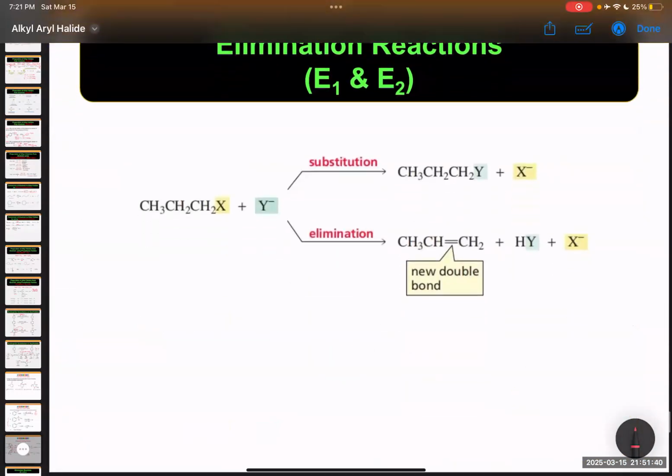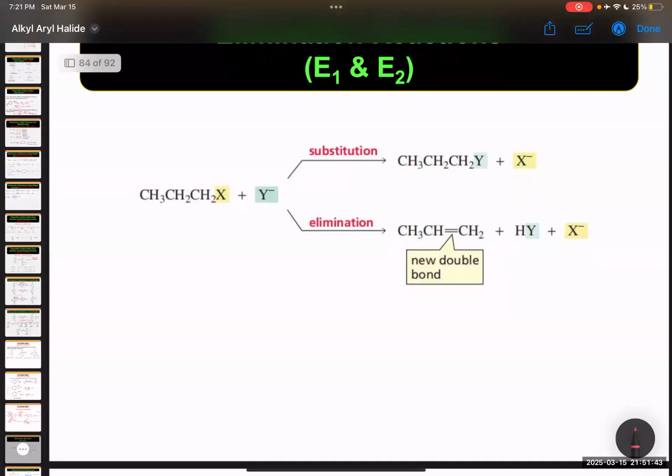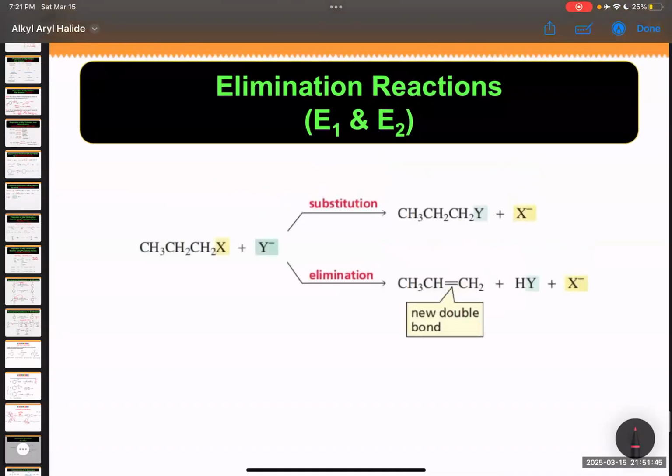The last one is the elimination reaction. Elimination, as you know, means removal of two groups, and no other group takes the place of those two groups. So if you remove two groups, what happened to the bonds? What happened to these two bonds? These two bonds get connected among themselves in order to satisfy their valency.